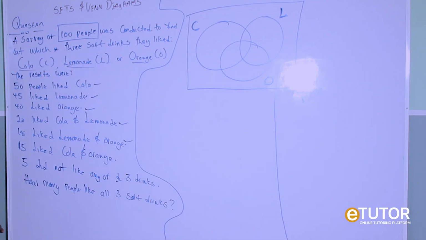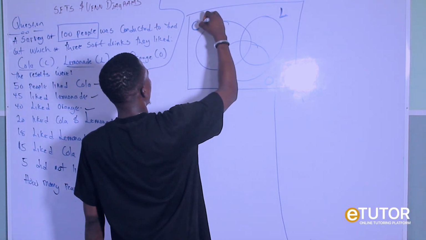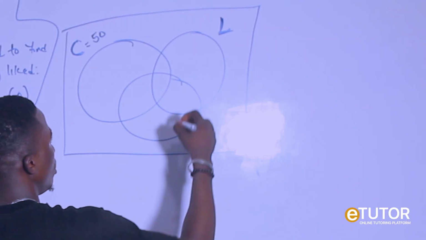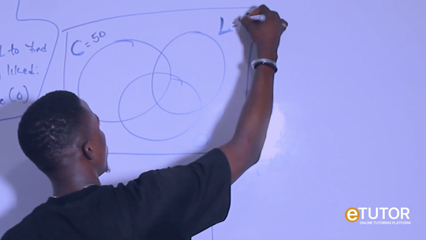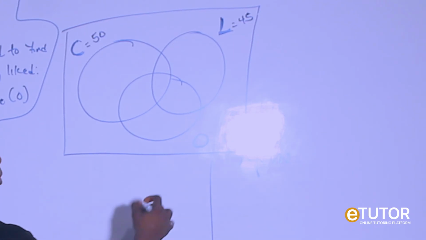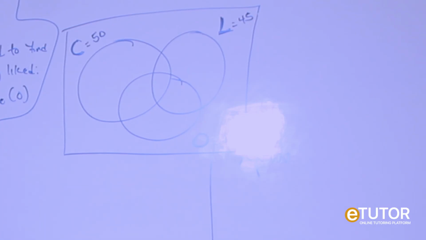So we're now told that some results were obtained. We discovered that 50 out of these people liked cola, so C equals 50. 45 liked lemonade, L equals 45. And 40 liked orange, so O equals 40. They also said 20 liked cola and lemonade, so that is cola intersection lemonade. People that liked cola and also lemonade are 20.